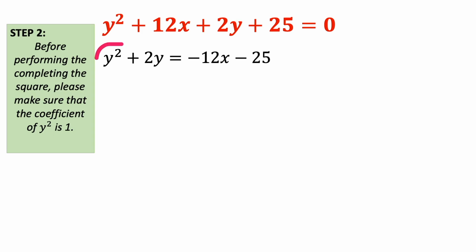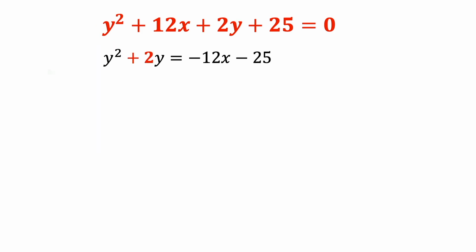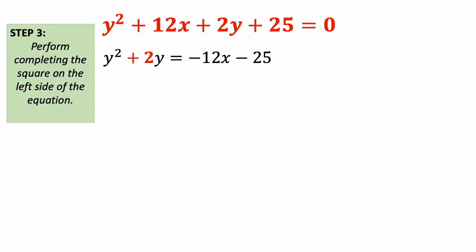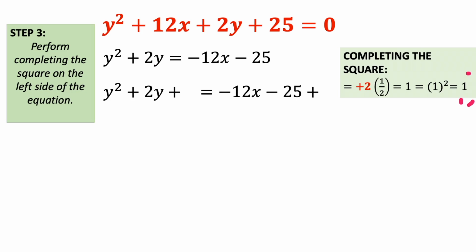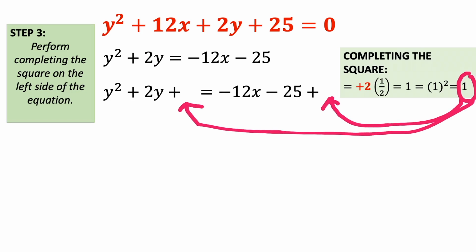All good. The coefficient of y squared is 1. We will now perform the completing the square by taking half of the coefficient of y, which is positive 2. Half of positive 2 is positive 1. Then 1 squared is 1. Now, we will add 1 to both sides of the equation.